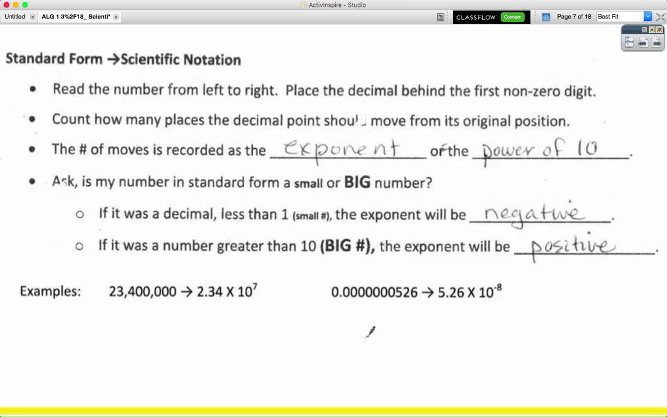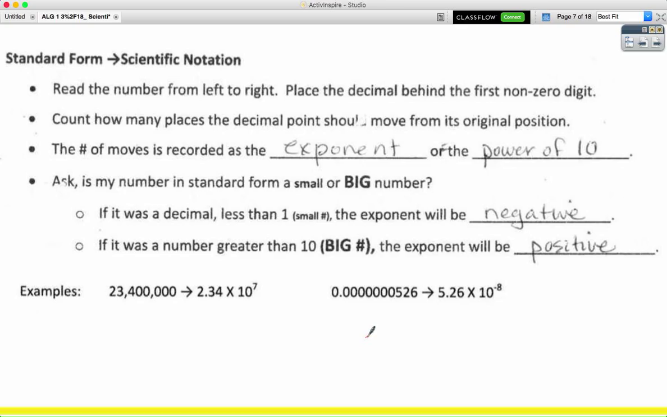So to go from standard form to scientific notation, read the number from left to right, like a normal number. Place the decimal behind the first non-zero digit. Count how many places the decimal point should move. And then the number of moves recorded is the exponent to the power of 10, exactly like we just said. Ask, is my number in standard form small or big? So if it was a decimal less than 1, we already know we're going to have a negative exponent, and if it was originally a really big number and we're moving the decimal to the left, we're going to have a positive exponent.